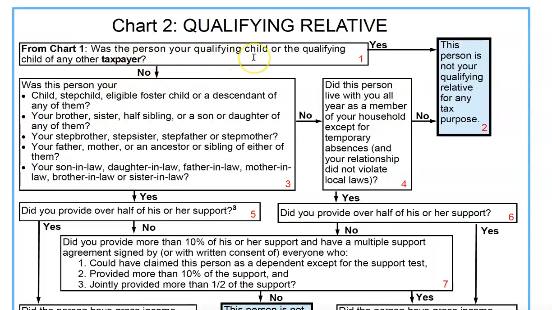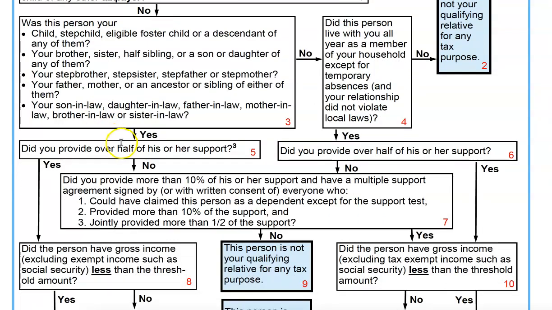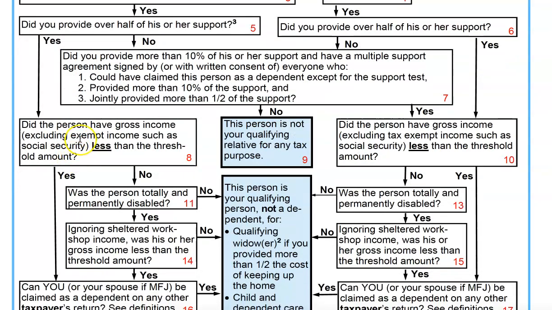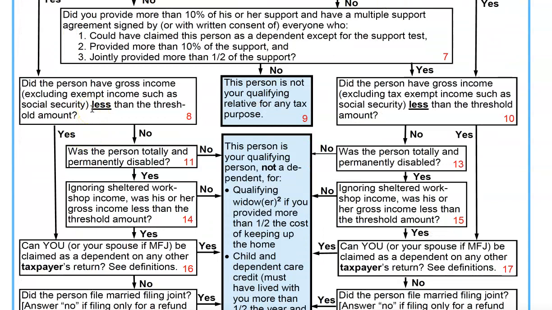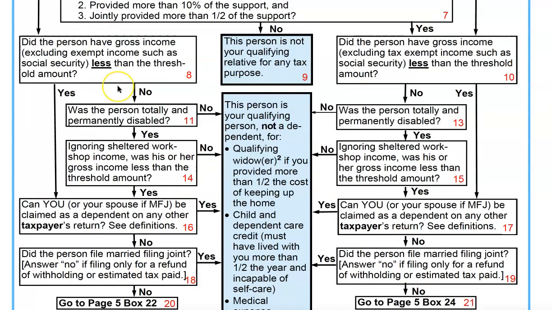So Raymond was not the qualifying child. We already know that. Was not the qualifying child of any other taxpayer. Raymond is a child. Sophia did provide more than half the support. The question is, is Raymond's gross income less than the threshold amount? What's the threshold amount? $4,300. So the question didn't actually say whether Raymond made more or less than $4,300. So we've come to a fork in the road. Raymond might have made more than $4,300 or might have made less. The problem doesn't say.